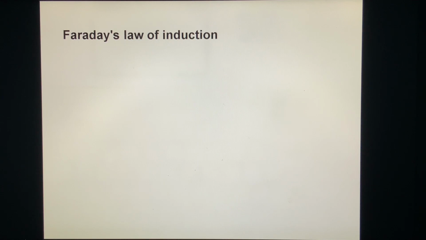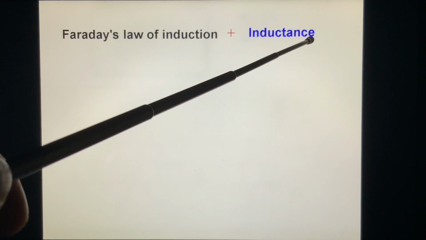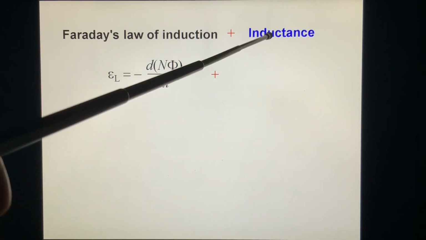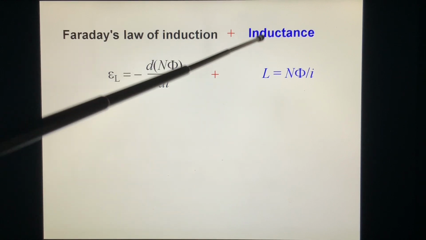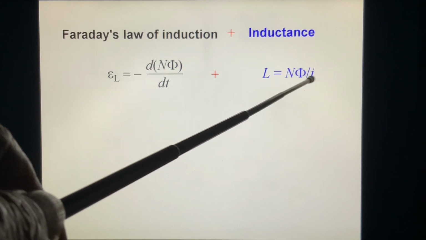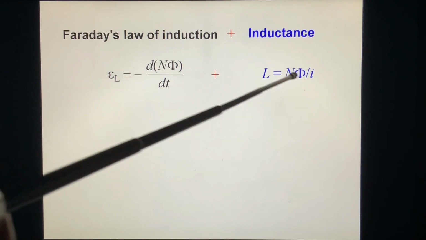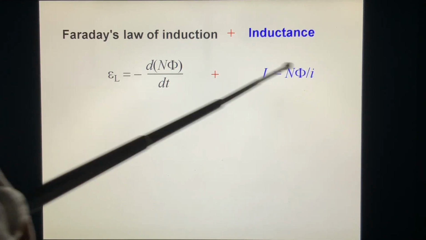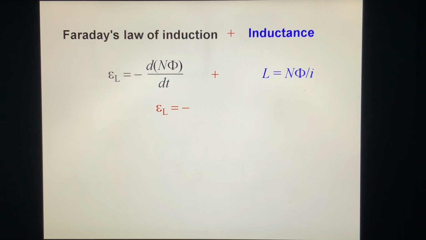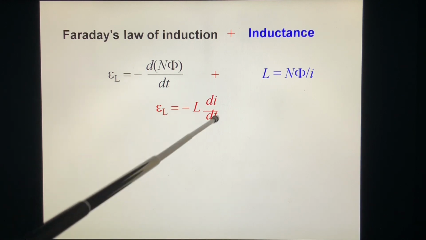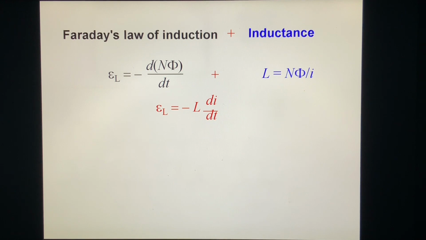Faraday's law of induction plus inductance. This is Faraday's induction law, and this is inductance. Inductance is defined by N phi over I, this is N phi. So we put N phi here equal to L i, then epsilon L equals minus L di/dt. Okay.